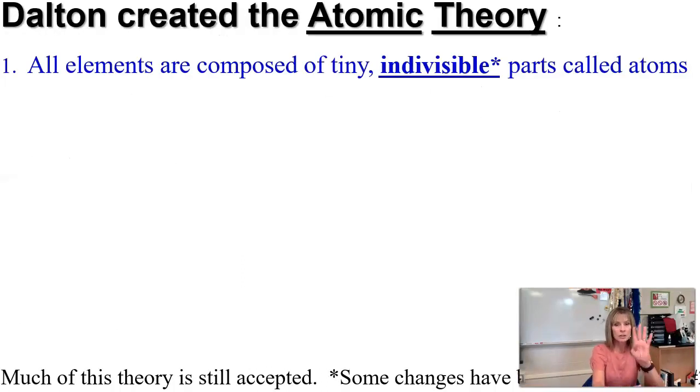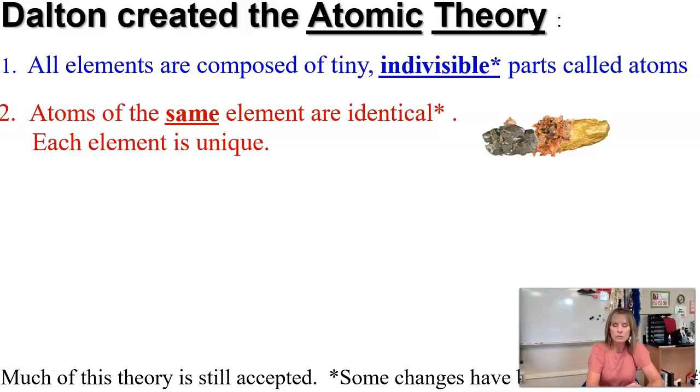His atomic theory, now you're going to need to know all 4 parts of his atomic theory. Dalton said that all elements are composed of tiny indivisible particles, and he called them atoms. They're indivisible. Also, part number 2, atoms of the same element are identical and each element is unique. Okay, atoms of the same element.